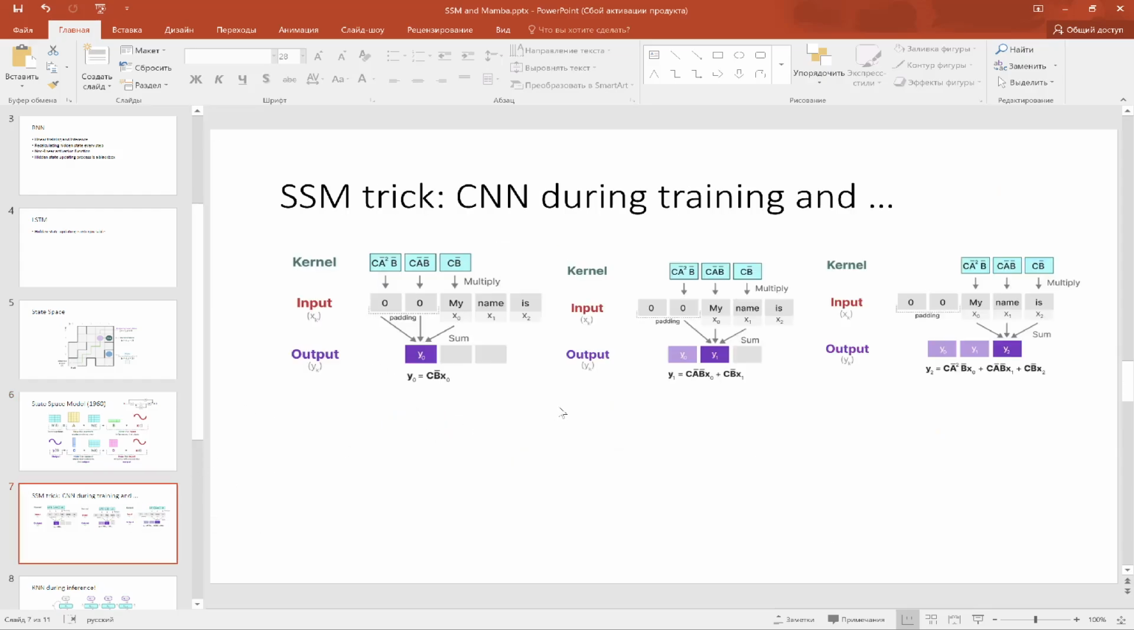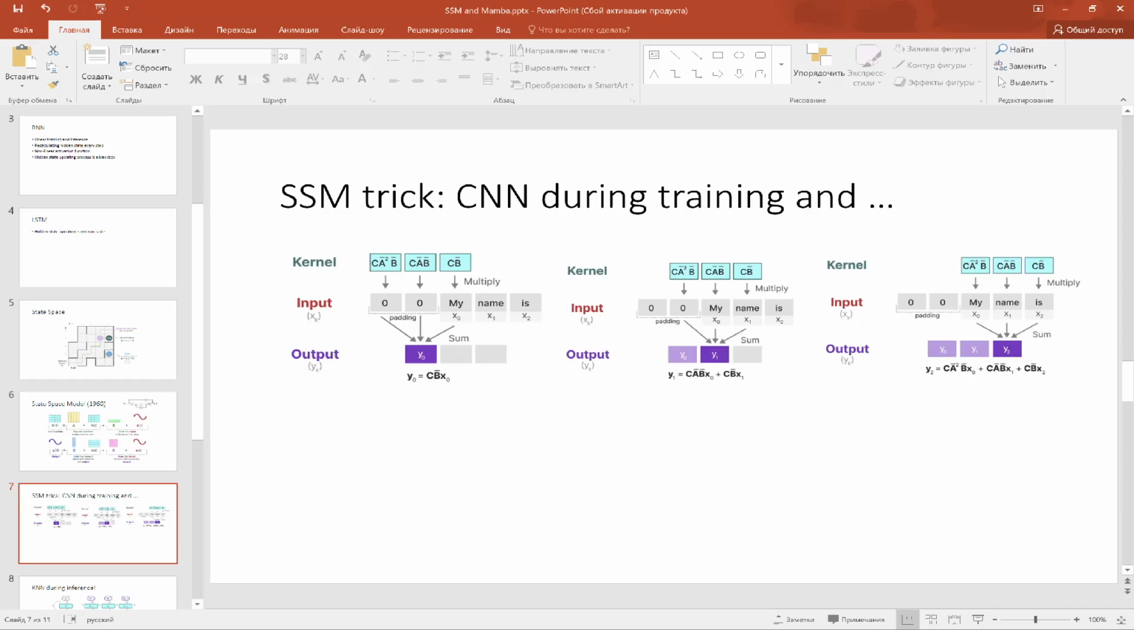And here is a thing about SSM. SSM is both RNN and CNN. Let's just see how. Here you can see the kernel, which is C A to the power N and B. Here you can see that we can calculate the output in parallel, applying the kernel to the input sequence. For example, here the kernel is of size 3 and the input is also of size 3. So we apply the kernel and obtain some value. This is for token number 1. For token number 2, we also apply the same kernel and obtain the second output. And here is the third output.